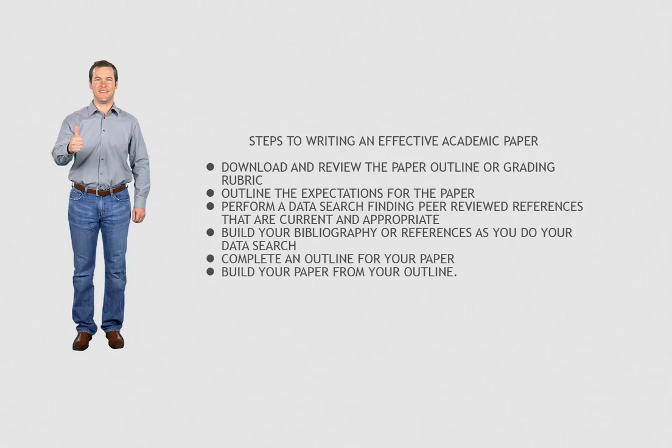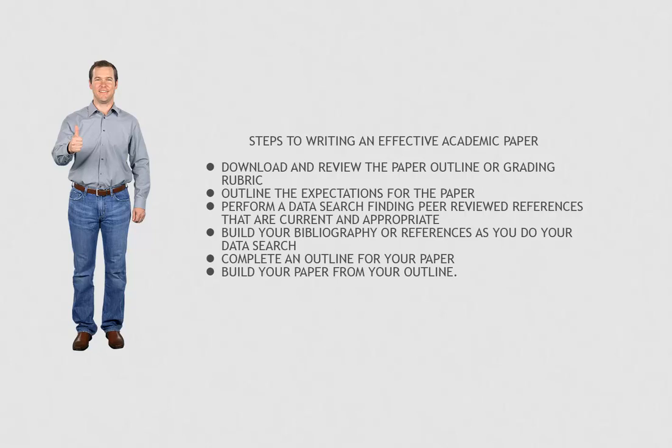So the key elements for writing an effective academic paper, first and foremost, include downloading and reviewing either the paper outline, the paper expectations, or the grading rubric for the paper, so you fully understand what the assignment's about. Once you've done that, outline the expectations for the paper, so you have it down exactly what you need to do to complete the assignment.